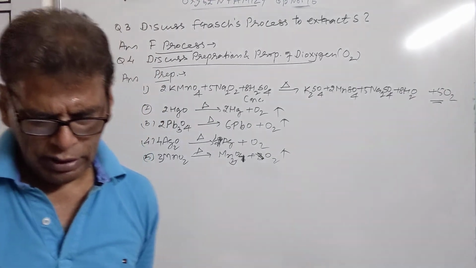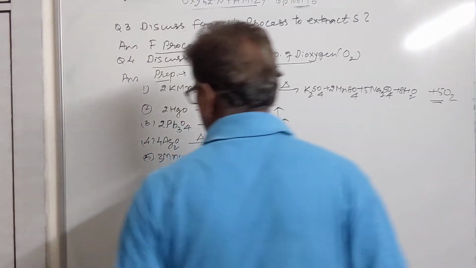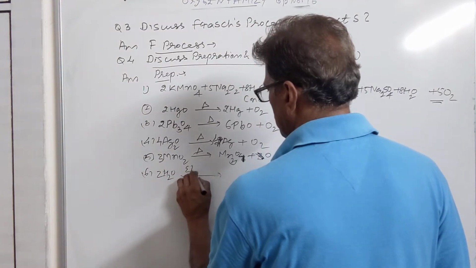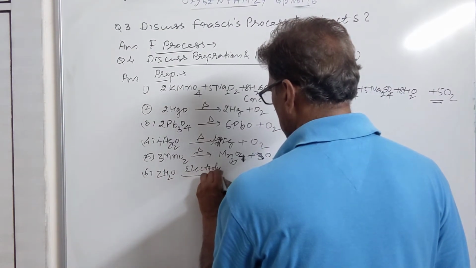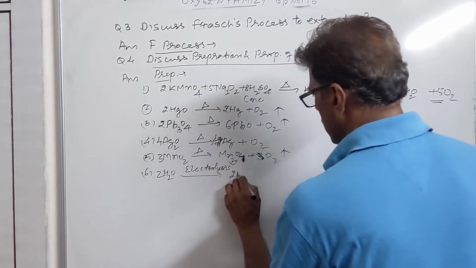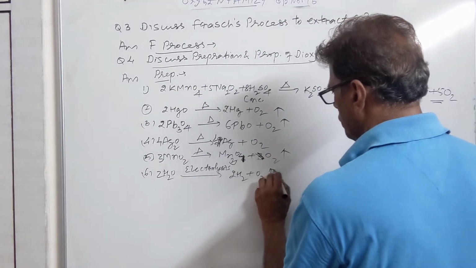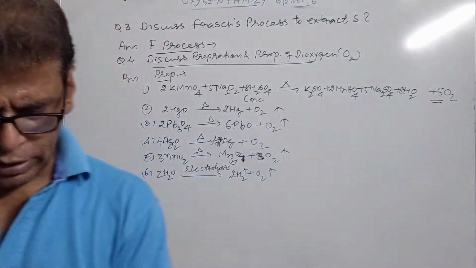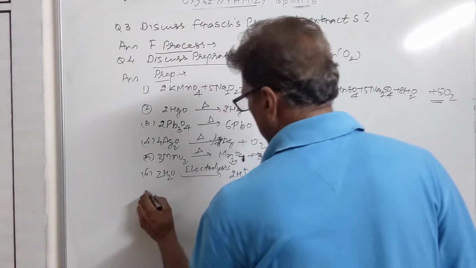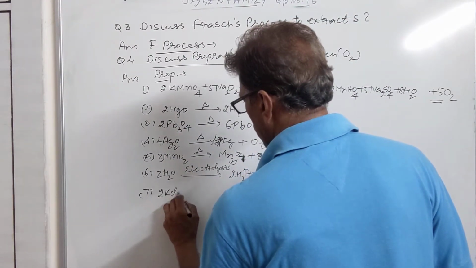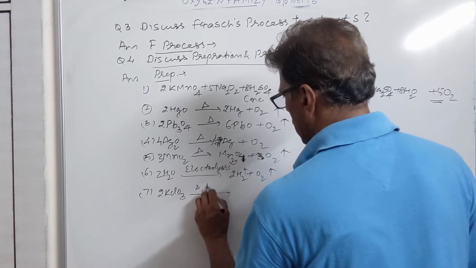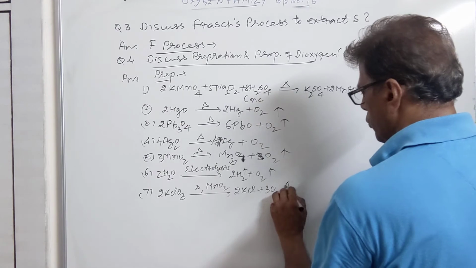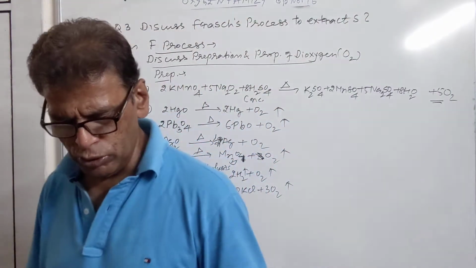Then we have decomposition of water through electrolysis. You have to do the electrolysis of water. In an electrolytic cell you will get 2H2 plus O2. Then we have a very important laboratory method, that is by heating potassium chlorate. 2KClO3 heated in the presence of catalyst MnO2, you will get 2KCl plus 3O2. So by all of these methods we have produced oxygen.